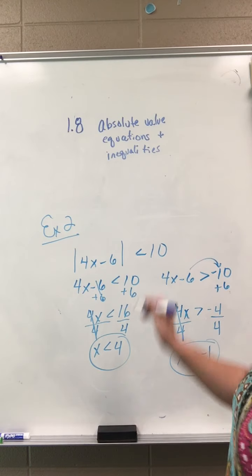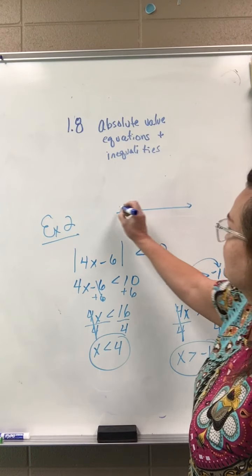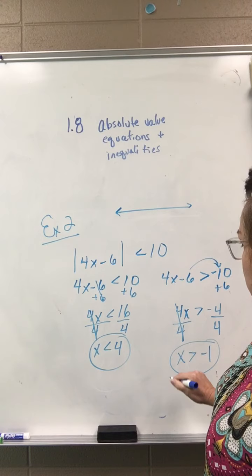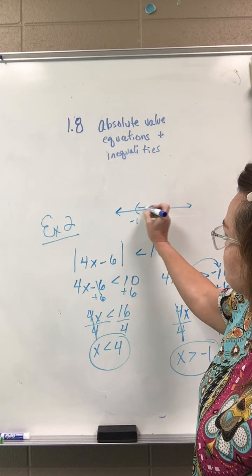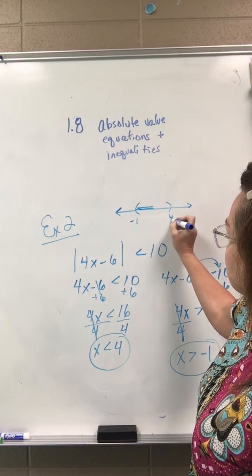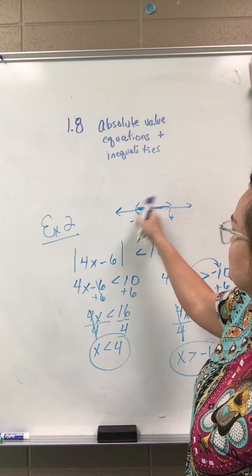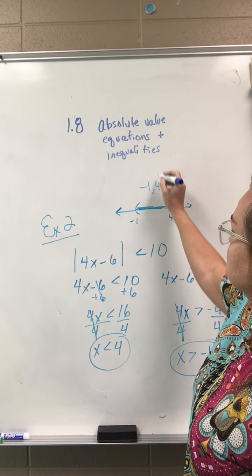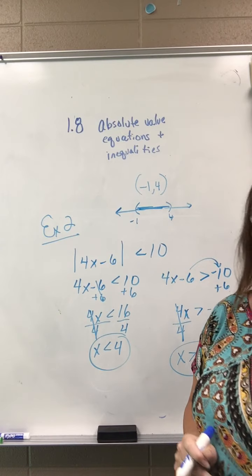Now your final answer, usually they'll want that in interval notation. So I like to see it on the number line. Greater than negative 1 would be this way, and then less than 4 back this way, or a closed interval of negative 1 to 4. Negative 1 to 4 in interval notation.